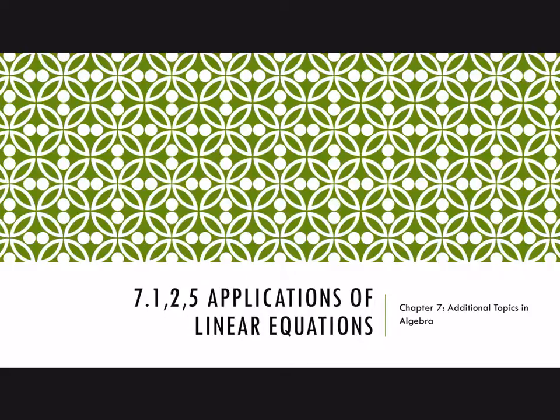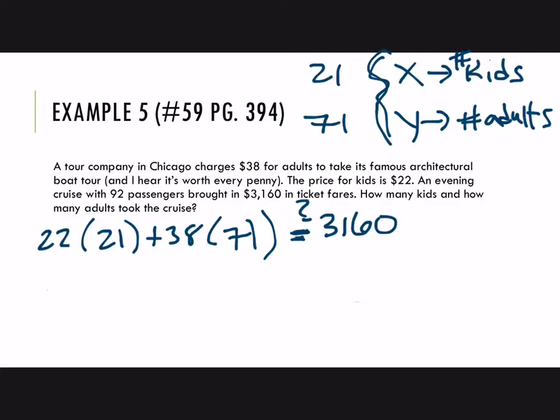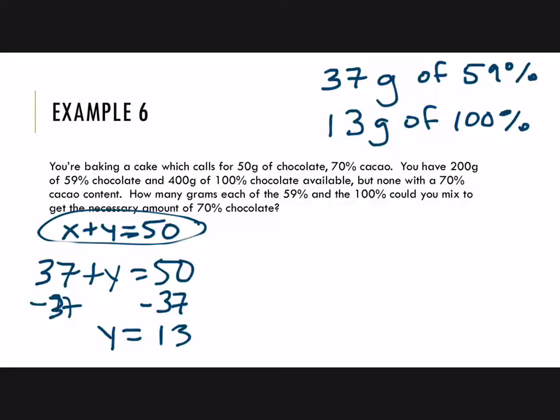Alright, that's it for this video. So we've looked at just two applications of linear equations, and the main thing I want you to get from this is if you see two different unknowns, like we asked how many kids and how many adults, or in this case how many grams of two types of chocolate, that's a clue as to how many equations you need to write, and then we can go from there.